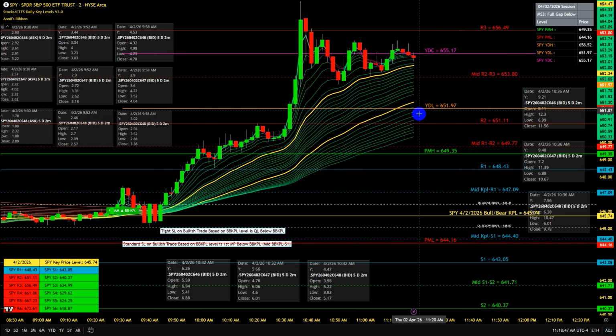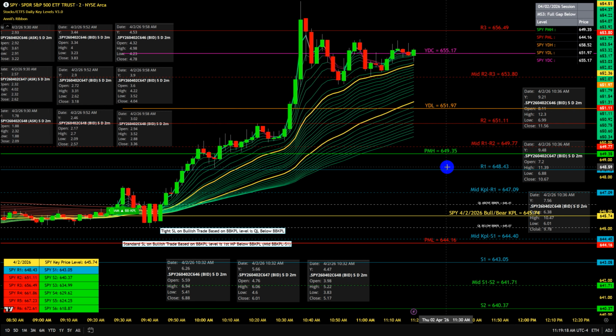So in this case, we'll be taking a look at two additional strikes on a separate screen in a few minutes: a strike at the YDL level, the strike closest to that, which in this case for SPY would be the 652 call. And then also looking at the R2 level, which is close in proximity to this YDL level as well, and that would be the 651 call, as that is the closest strike to the R2 level.